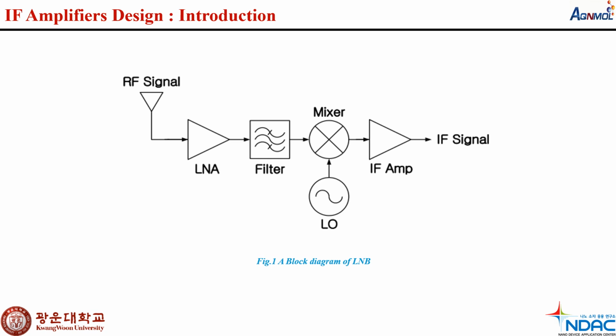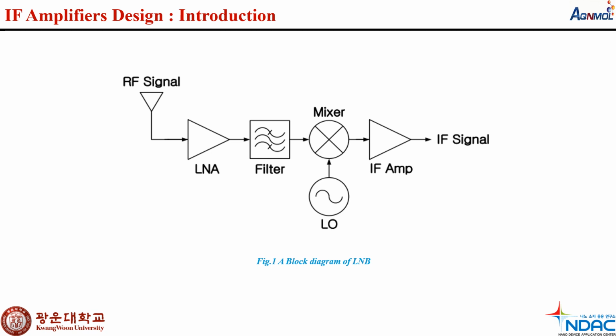In this slide I have included one figure. It is a block diagram of an LNB. This section introduces the IF amplifier within a Ku band LNB down converter system. The LNB role is to convert the high frequency satellite signal down to a lower intermediate frequency, within a specific range.